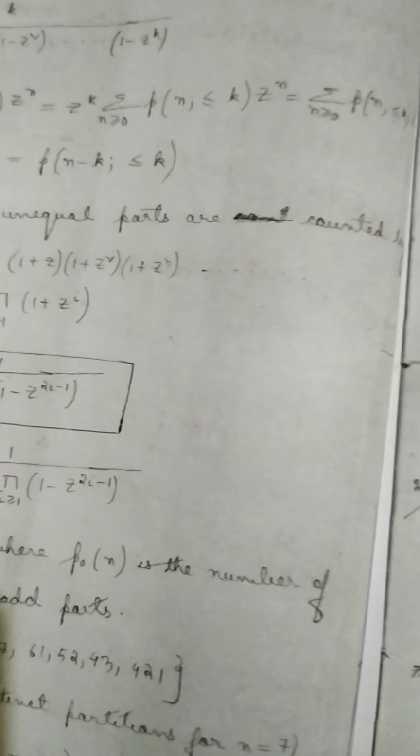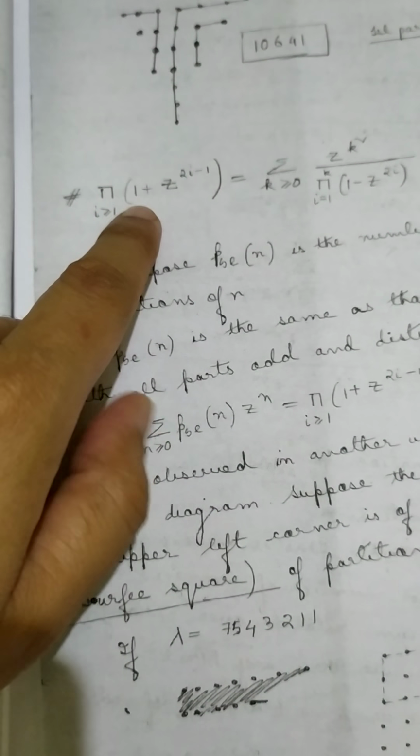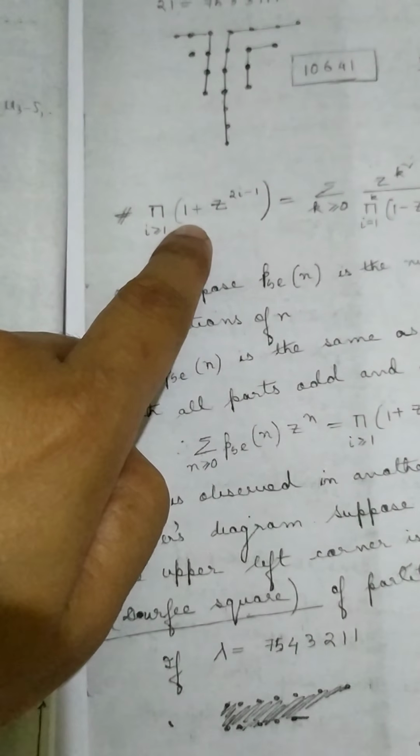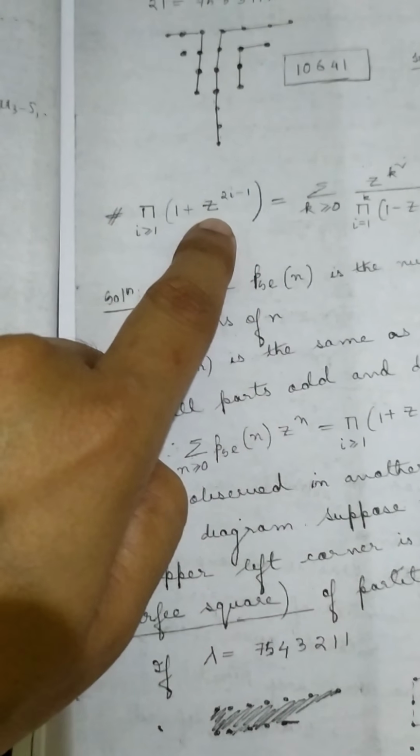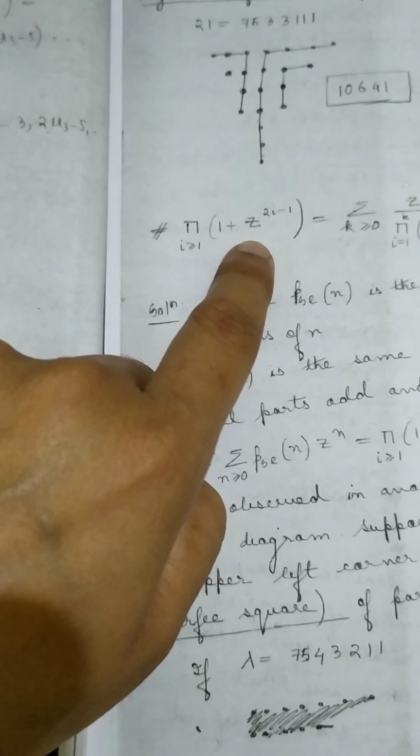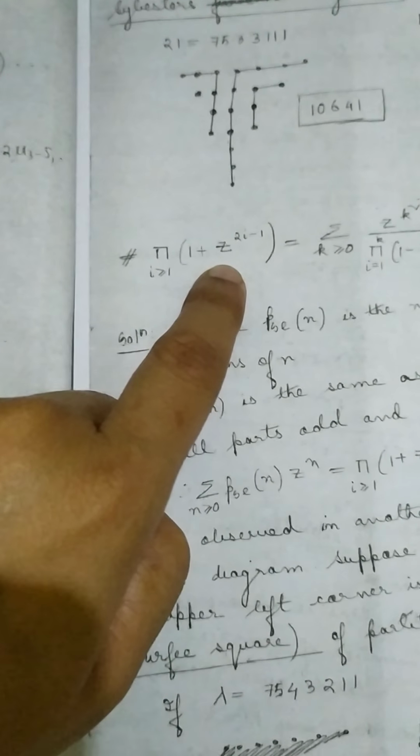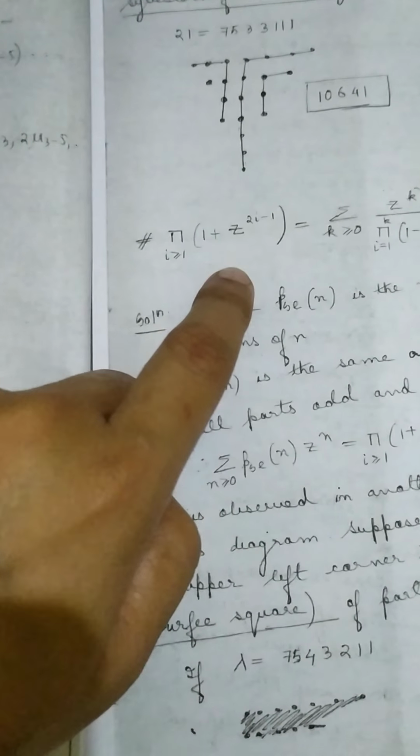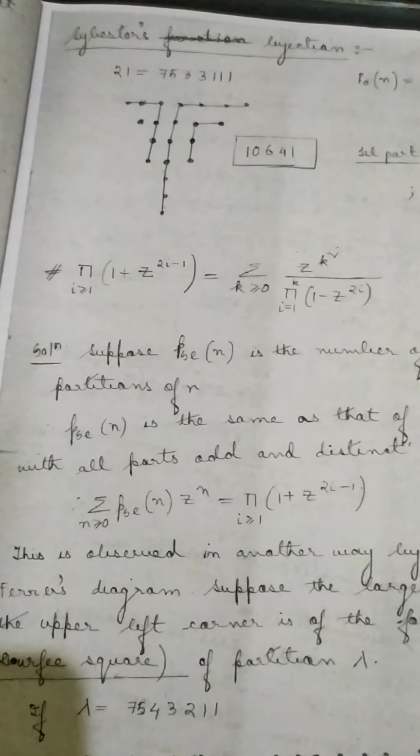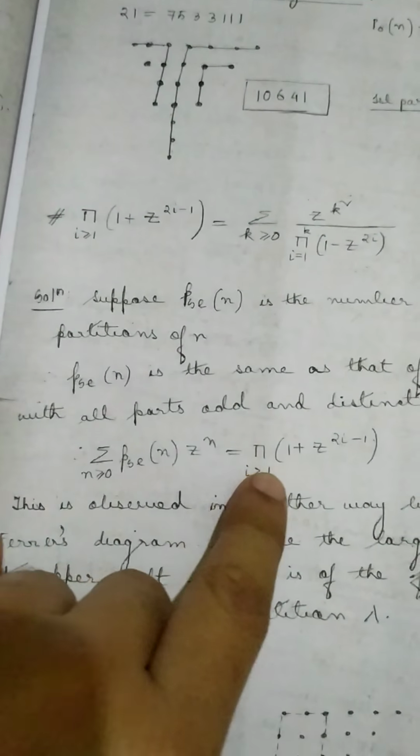Therefore this product, if I take the coefficient of z to the power n, will represent the partitions of n where the parts are odd and distinct. So we already have this result: parts are odd and distinct.